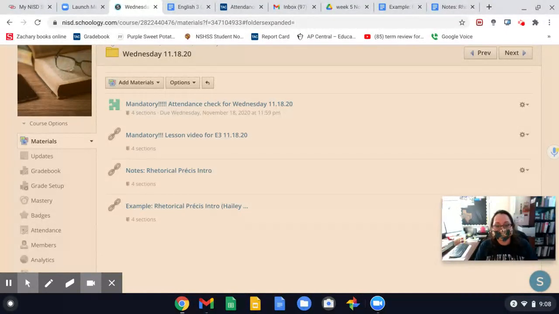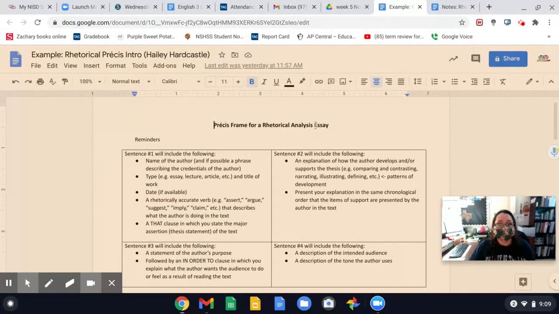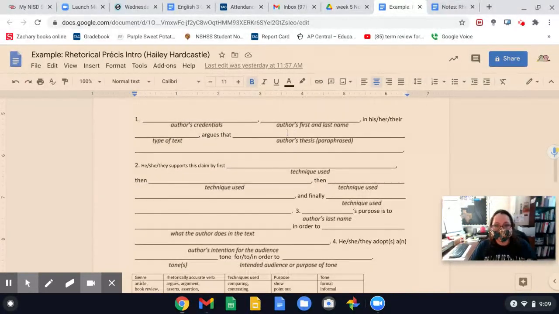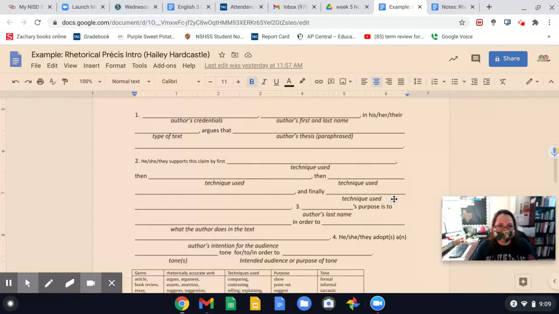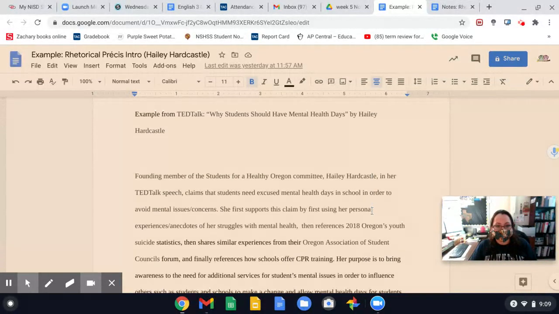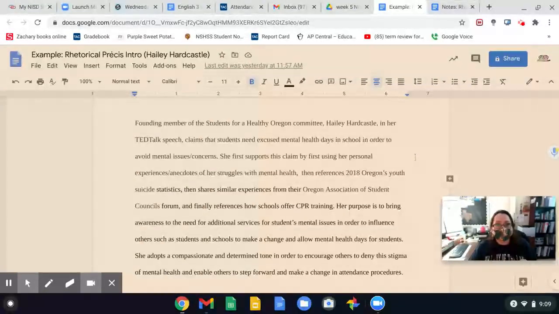So this is what a Precis would look like if we were working with the Haley Hardcastle speech. You'll click on this and you'll get this page. I kept the structure the same, just for a sense of familiarity and to be able to go back to the resources and see, okay, sentence one, sentence two, sentence three. This is the fill-in-the-blank structure of how we're supposed to do it for all four sentences, for whatever speech we're using. And today we're using Haley Hardcastle's TED Talk about the mental health days needed. And this is what we came up with. And I say we because I took a lot of this from y'all's responses. So thank you.